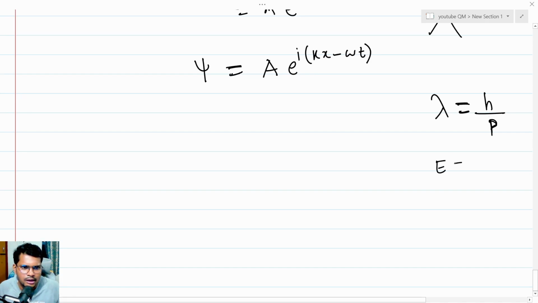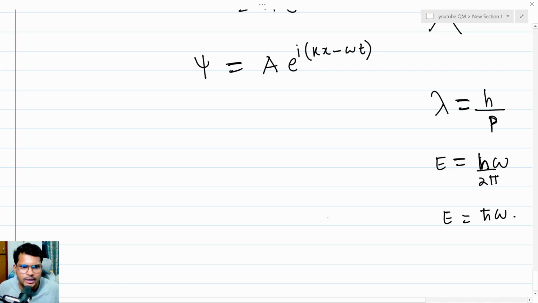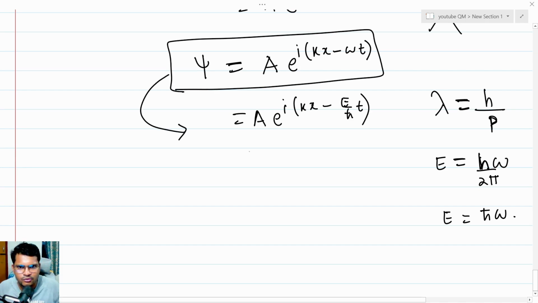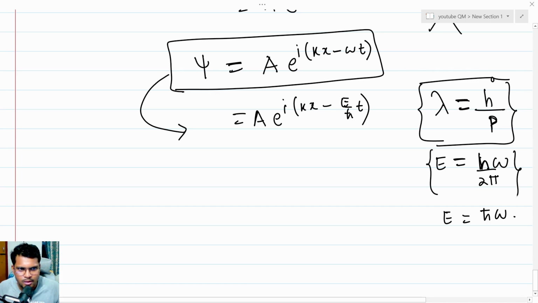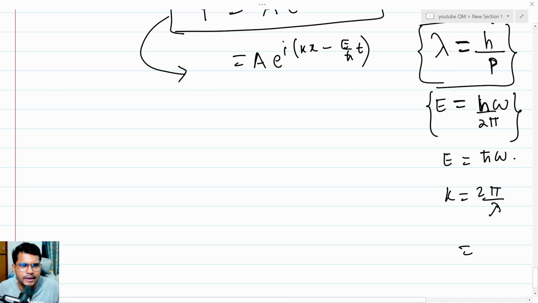On the other hand, Planck showed that E is h times frequency, that is, h bar times omega, where h bar is h by 2 pi. So E is equal to h bar omega. So I can simply write kx, and omega t is E over h bar into t. Now I am trying to build a quantum mechanical wave from the classical wave by introducing the relationship between energy and frequency, and the de Broglie wavelength. We know k is the wave number, which is 2 pi over lambda. Writing lambda as h by p, this becomes p by h bar. So k becomes p by h bar.